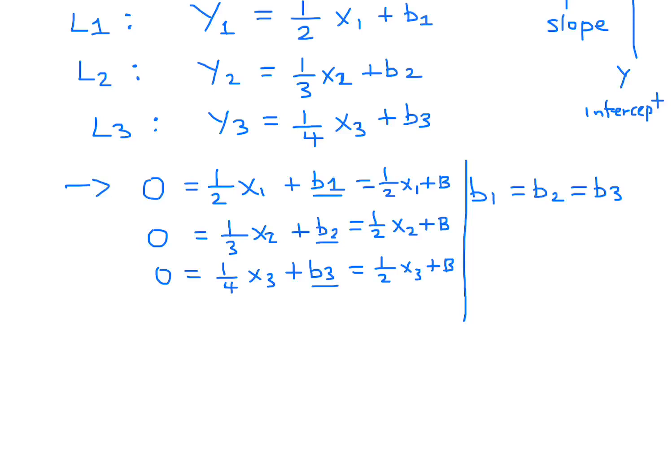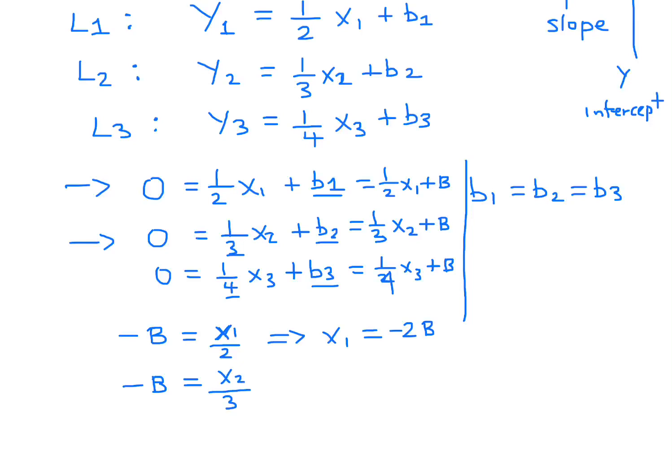So for the first one here, if we bring everything to one side, we'll get minus b is equal to x1 over 2. And therefore, x1 is equal to minus 2b. All right. For the second one, same kind of story here. We've got minus b. Sorry, this was 1/3 and this is 1/4. You just have to copy those. So minus b is equal to x2 over 3. And therefore, x2 is equal to minus 3b, like that. And then the last one, the third one, we have minus b is equal to x3 over 4. And therefore, x3 is equal to minus 4b, like that. Okay?